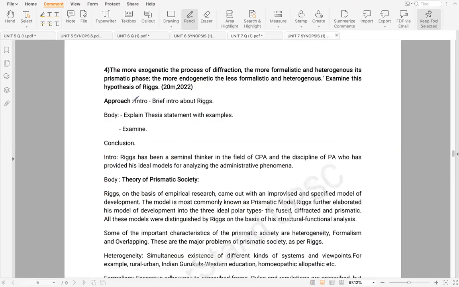Introduction: a brief introduction about Riggs. Body: explaining the thesis statement. Try to include as many examples as you can, and then examine and conclude. Introduction: Riggs has been a seminal thinker in the field of CPA and the discipline of public administration, who has provided his models for analyzing administrative phenomena.